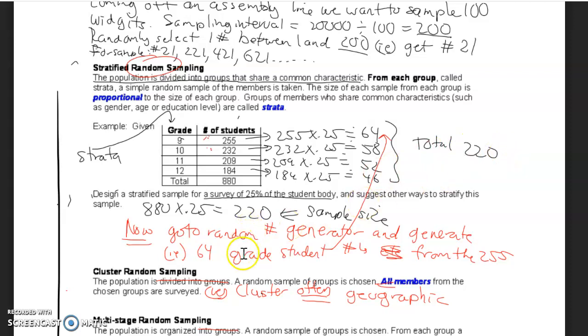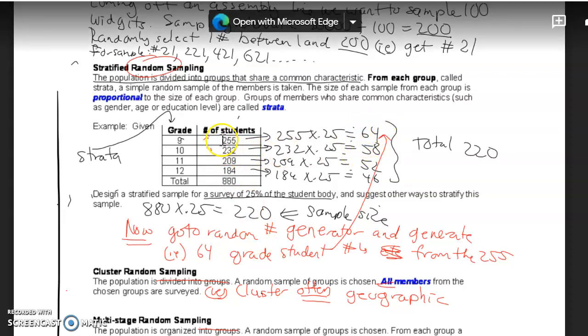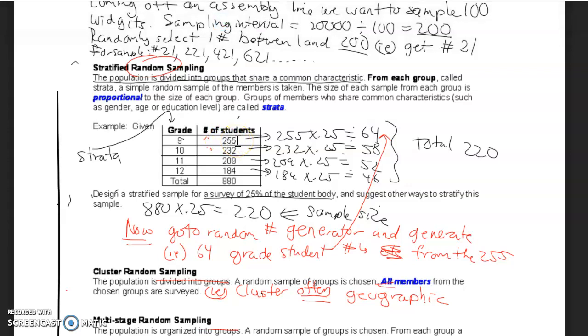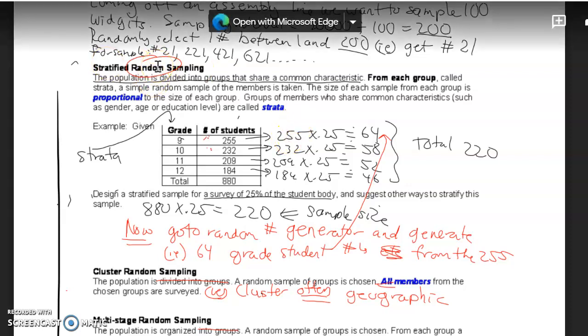So for example, for the 64 grade 9s, you would randomly generate 255 numbers for each one of the grade 9s, and then you'd randomly pick 64 of them. Maybe you'd use student numbers. That'd be actually probably the best way. Now, by the way, stratified does not have to be proportional, but that's the only type we're going to look at. Now, unfortunately, stratified doesn't always work either.